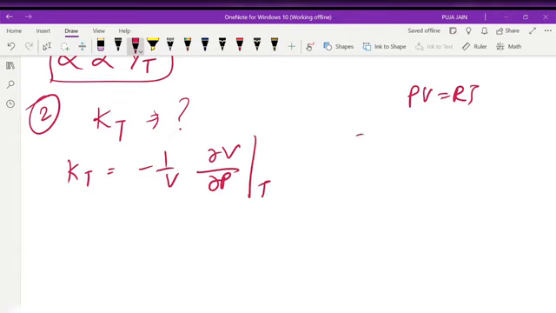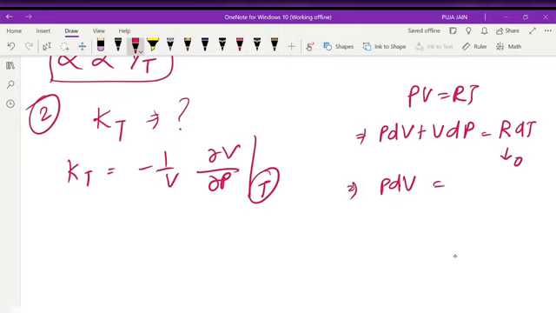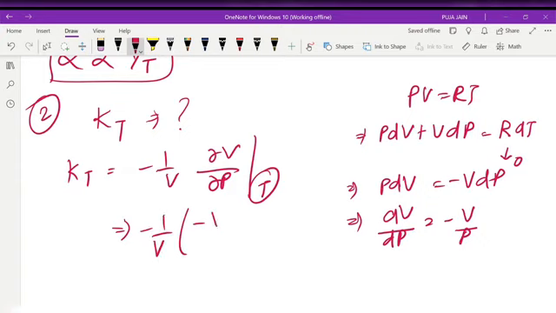So now P dV plus V dP equals R dT. Now here T is constant, that means this is 0. So P dV equals minus V dP. So dV by dP is equal to minus V by P. So we will substitute this value: minus 1 by V times minus V by P, that is equal to 1 by P. So this is our answer. I hope you understood this.